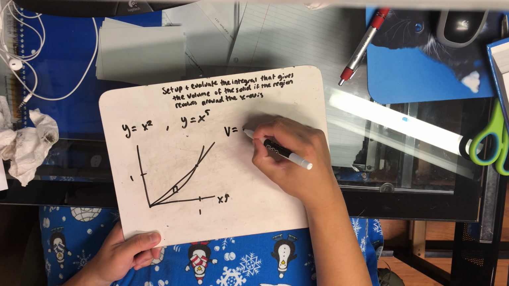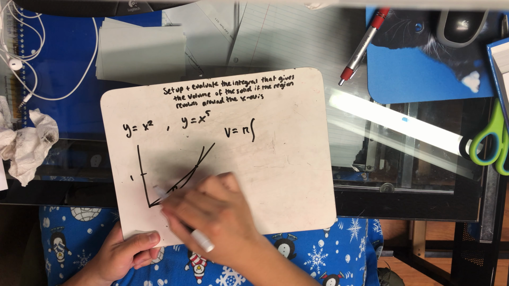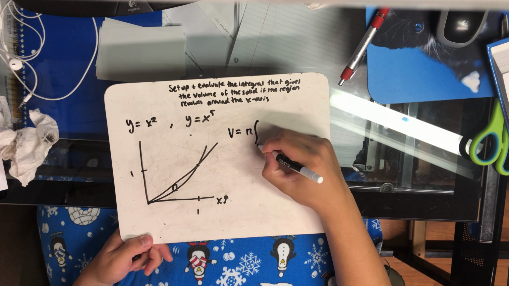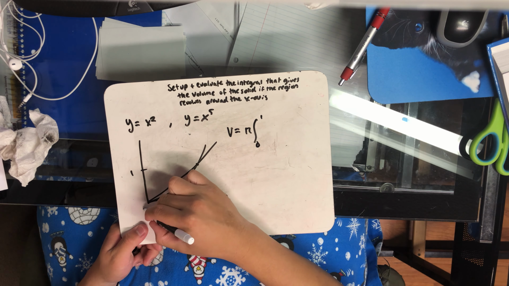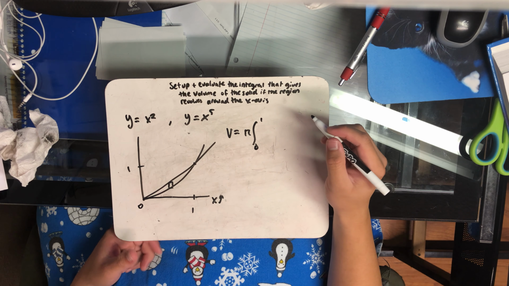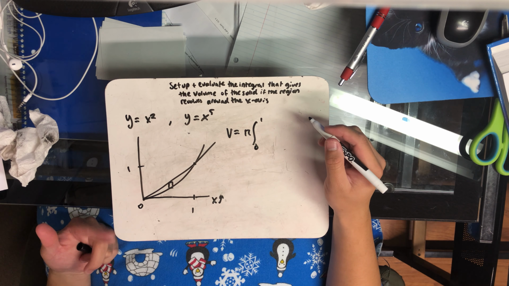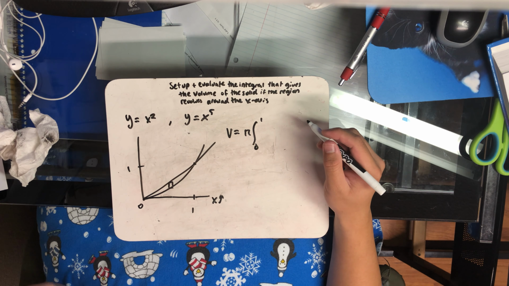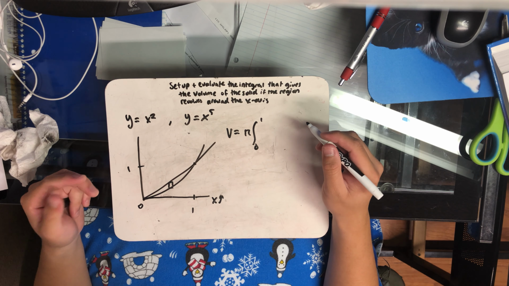So volume equals pi. It's given on the graph that it intersects at (1, 1), so you just do 0 and 1. That's 0. That's easy. Remember, top function minus the bottom function. Top function squared minus the bottom function squared.